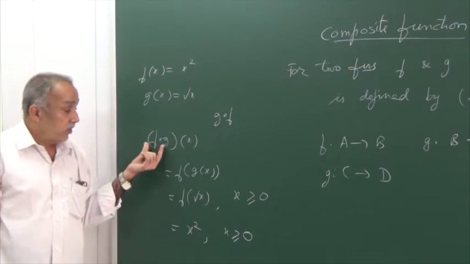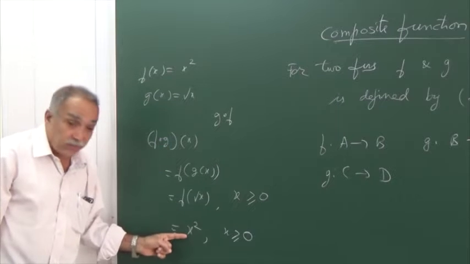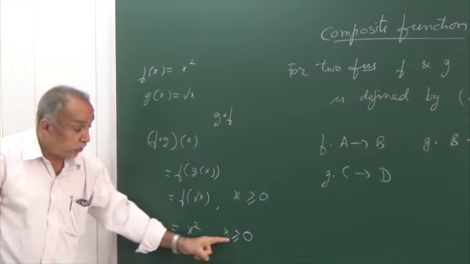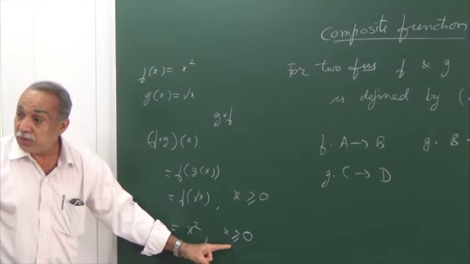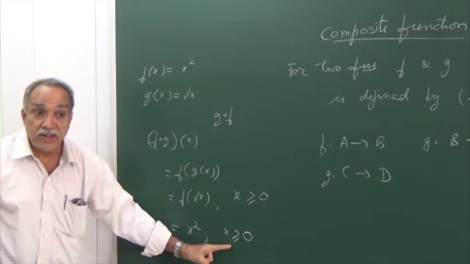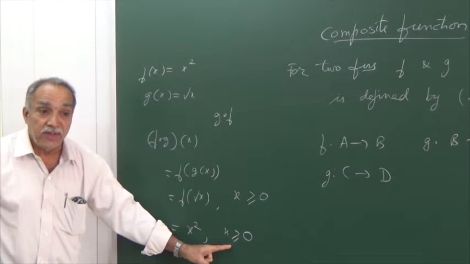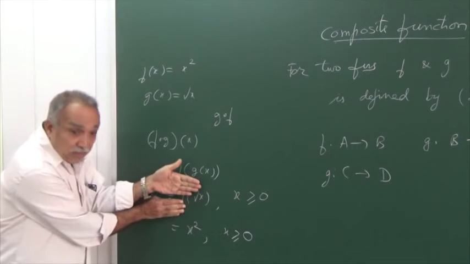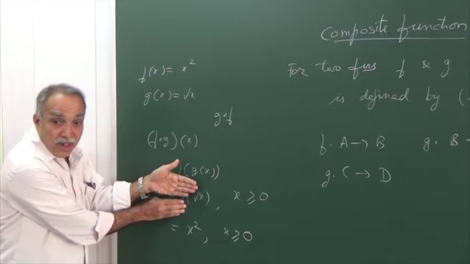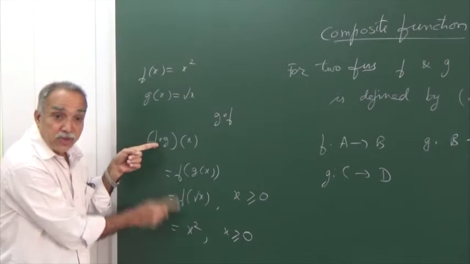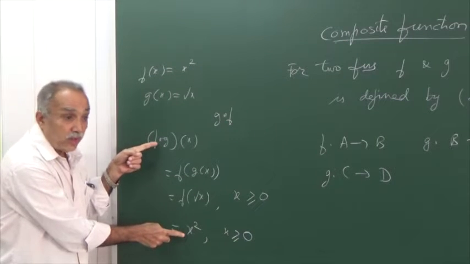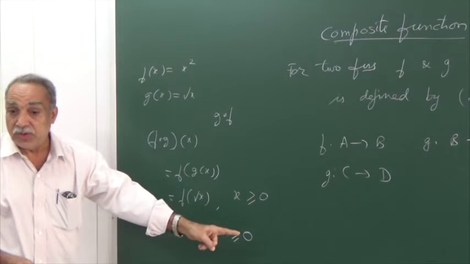This means for f composite g, even though the formula is simple x square, the domain will not be R, will not be from minus infinity to infinity, it will be from 0 to infinity. For this simple function, the domain is R, but as a composite of two functions, the domain is from 0 to infinity.